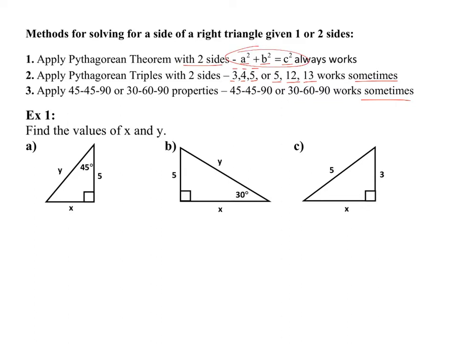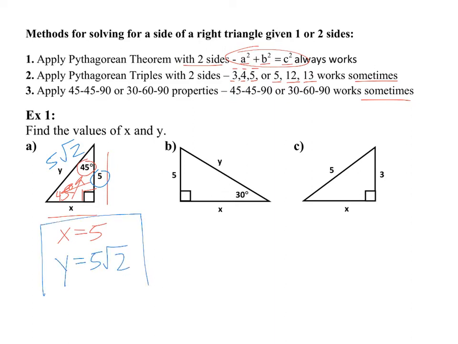So we have example 1. Find the values of x and y. This angle is 45, this is 90. The angles have to add up to 180, so this must be 45 degrees here. Now, these two side lengths are the same because the angles across from them are the same. So x is equal to 5. Since I'm working with the 45, 45, 90, I simply take the leg, multiply it by the square root of 2, and I get the hypotenuse. And then I'm done.